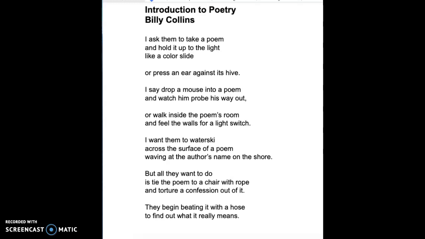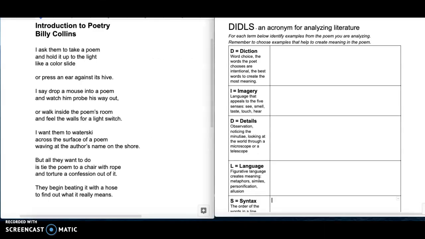Now, pause the video and read it out loud yourself once. Next, we're going to use our DIDLS chart. DIDLS is an acronym for the tools we use to discover the tone and the meaning of the poem. The D stands for diction, or word choice, the specific words the poet chooses intentionally. The I stands for imagery, or language that appeals to the five senses, the things we can hear, smell, taste, touch, and see. The next D stands for details.